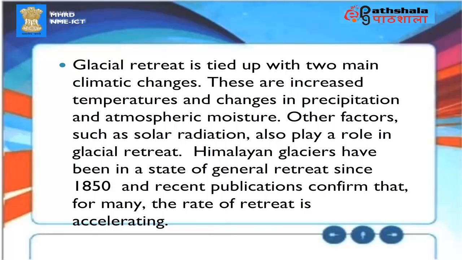Glacial retreat is tied up with two main climatic changes. These are increased temperatures and changes in precipitation and atmospheric moisture. Other factors, such as solar radiation, also play a role in glacial retreat. Himalayan glaciers have been in a state of general retreat since 1850, and recent publications confirm that, for many, the rate of retreat is accelerating.